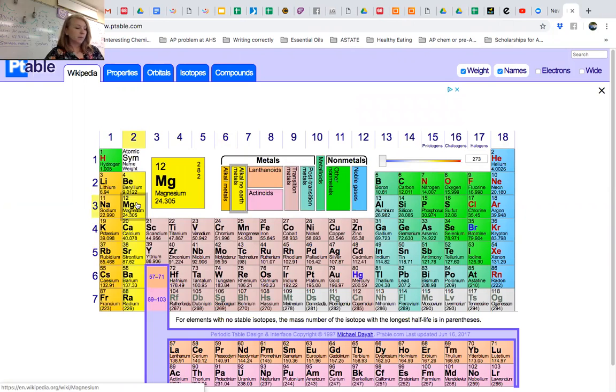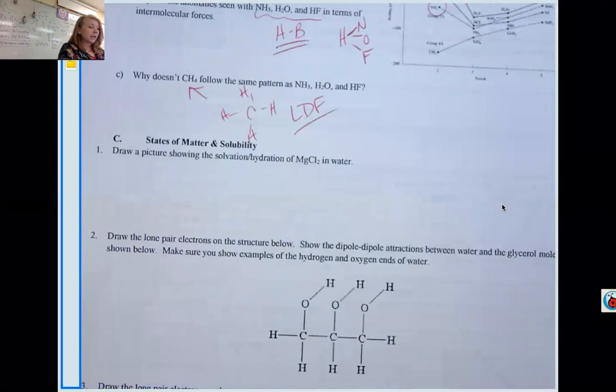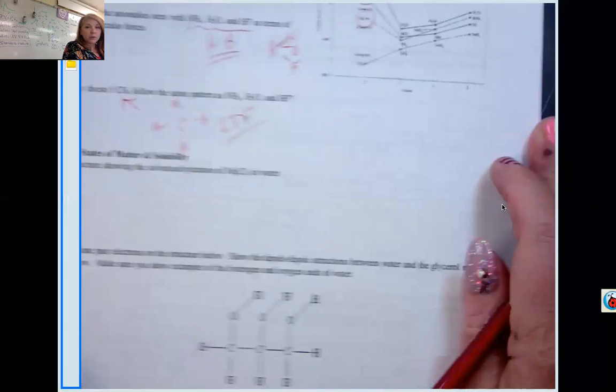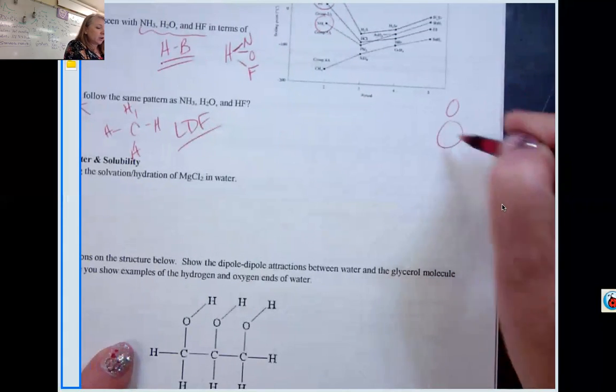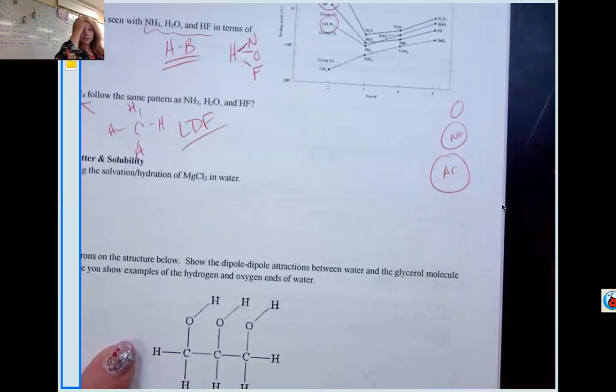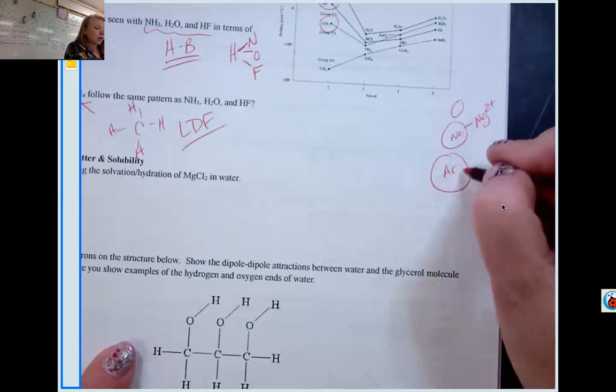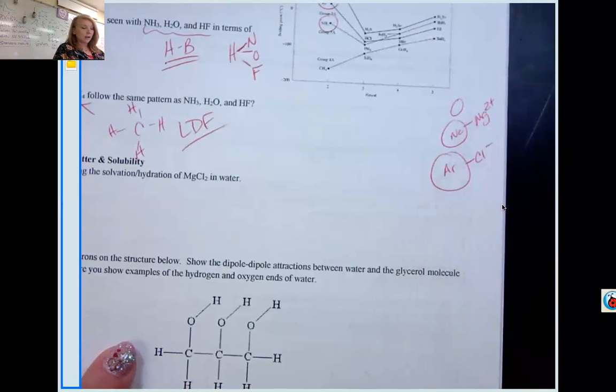Here's magnesium, but magnesium is losing 2 electrons. So it's going to fall back, and it's going to have the same approximate size as neon because it lost 2 electrons. Chlorine is gaining 1 electron, so it has a negative charge, and it will have the same approximate size as argon. As you go down the periodic table, remember that you've got the snowman effect, so you're comparing neon to argon. Neon is smaller, and that was representative of the magnesium ion. Argon was bigger, and that was representative of the chloride ion.